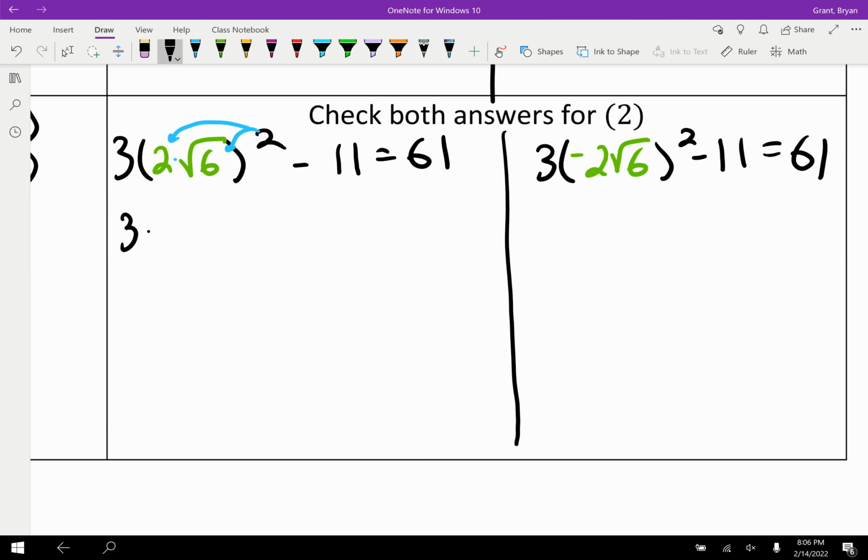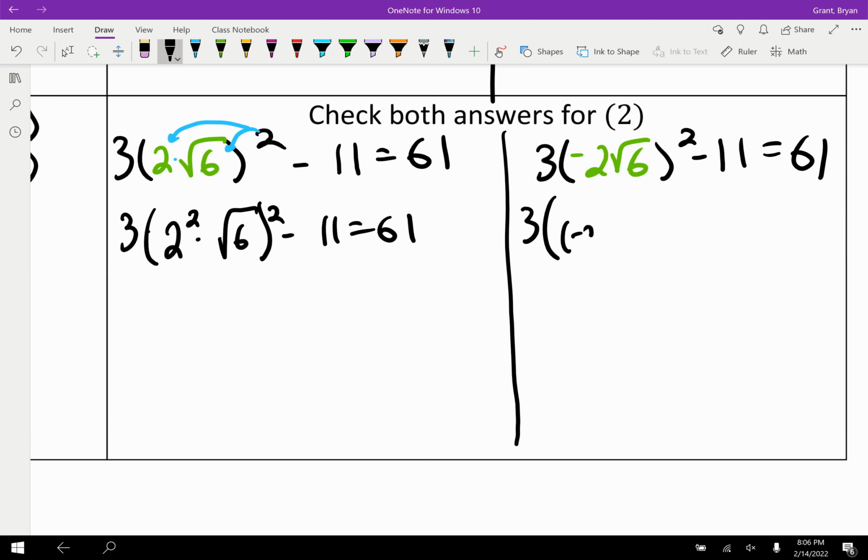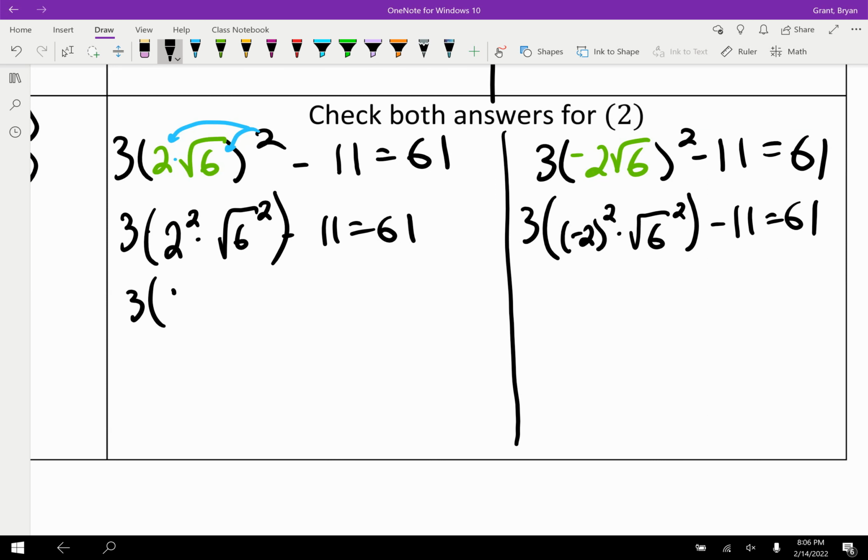So this is going to give me, we'll keep the parentheses for now, 2 squared and the square root of 6 squared, minus 11 equals 61. Same thing on the other side, but I'm going to be particular with my parentheses and make sure this negative 2 is in parentheses, another set, just to make sure that we take care of the negative appropriately. I don't know why I have another square here. Whoops. There we go.